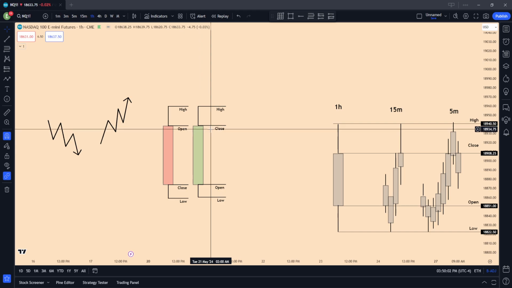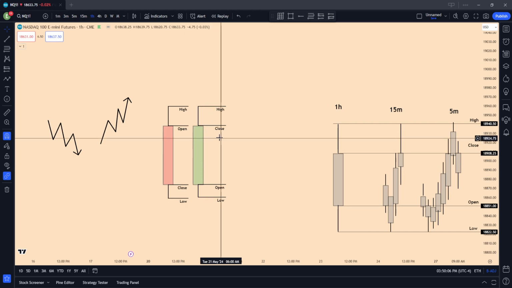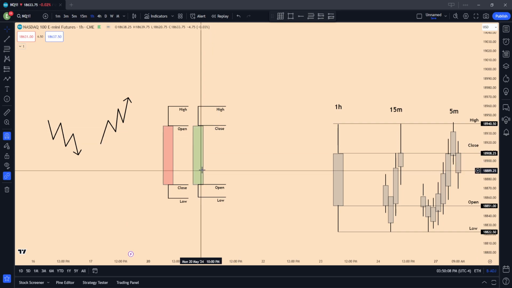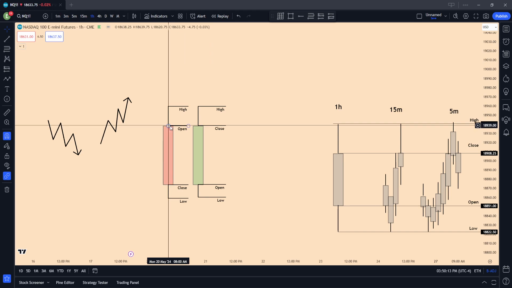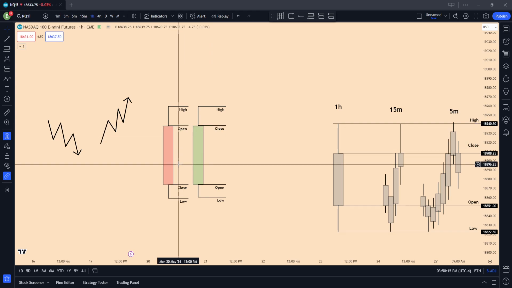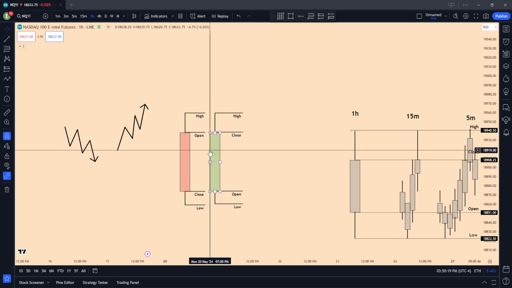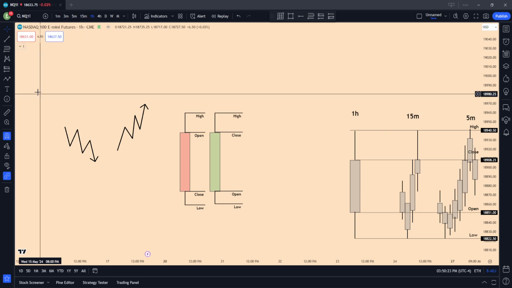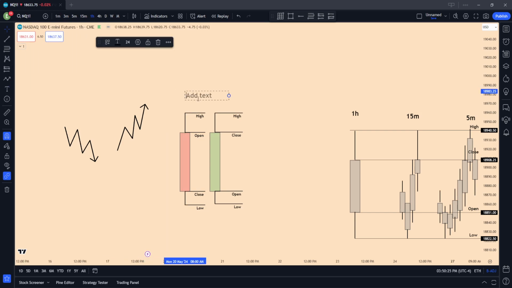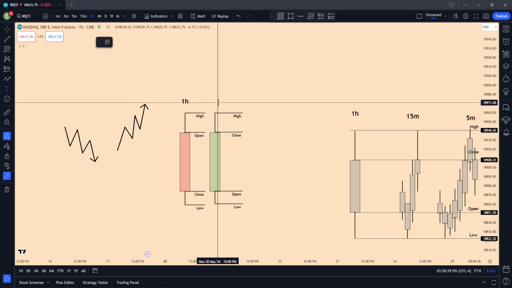The reason this candle has an open at this level instead of up here is because it's a bullish candle. This candle has an open up here because it's a bearish candle. Now, let me make it more clear. These two candles are, let's say, 1 hour candles.